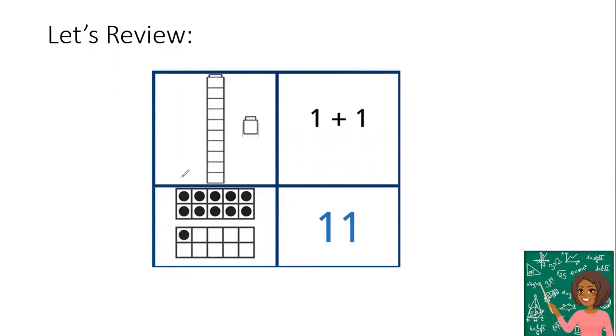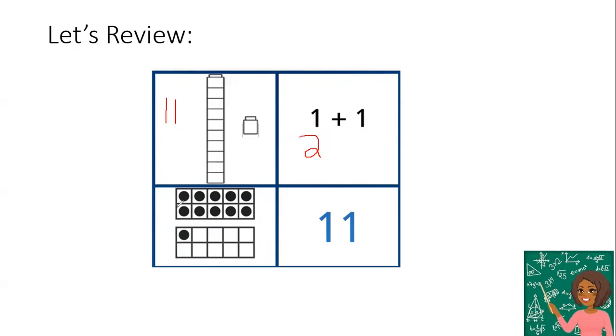Let's go to box number 1. Box number 1 has a 10 stick and a single cube. A 10 stick represents 10. 10 plus 1 gives us 11. Let's go to box number 2. 1 plus 1, that's a number sentence. 1 plus 1 equals, there you go, 2.